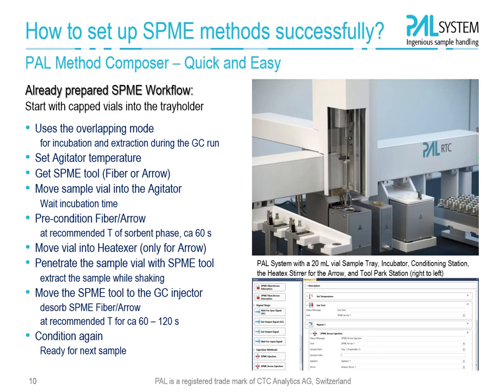After extraction, the SPME tool is moved to the GC injector, and there it is desorbed, either the SPME fiber or the arrow, at recommended temperatures for 60 to 120 seconds. Then, after the desorption, during the GC run, there is a reconditioning again, and the PAL system is ready for the next sample.